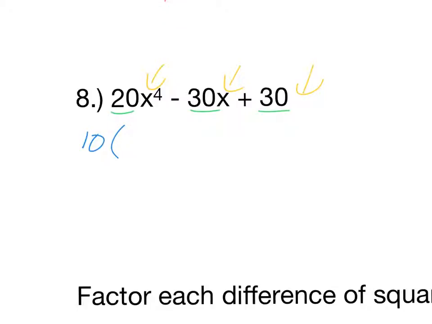If we take out a 10, 20 divided by 10 is 2. Did nothing with the x's, so I'm just going to bring the x down. Take out a 10, 30 divided by 10 is 3. Did nothing with the x's, so I'm just going to bring it down. Then we take out a 10, 30 divided by 10 is 3. And that would be your final answer.